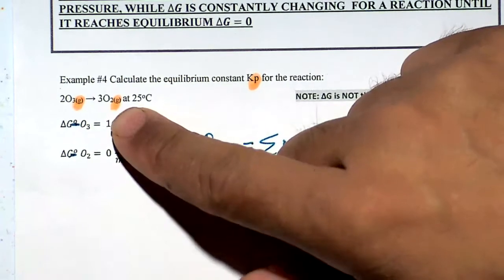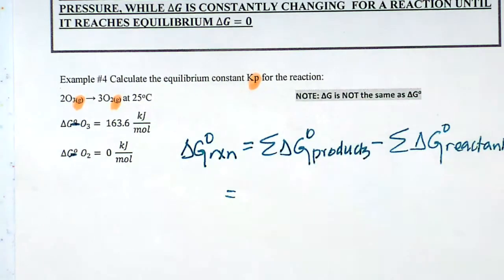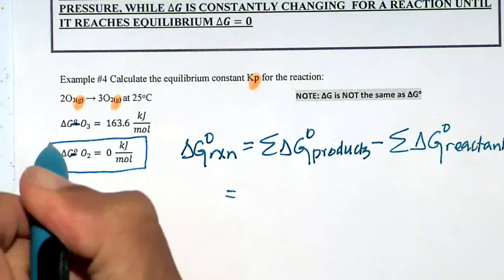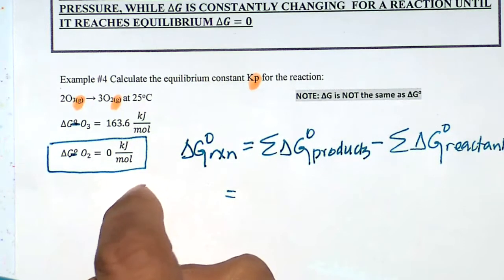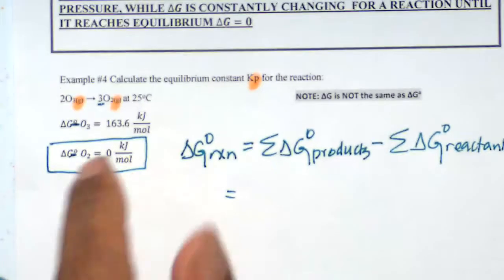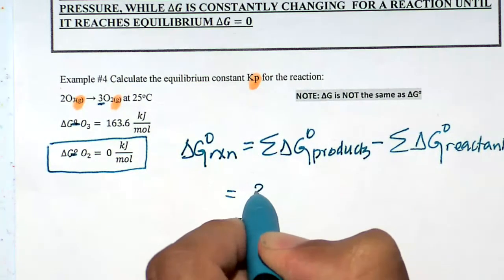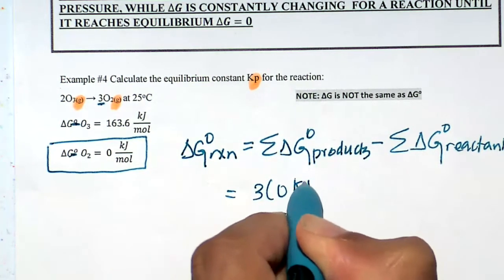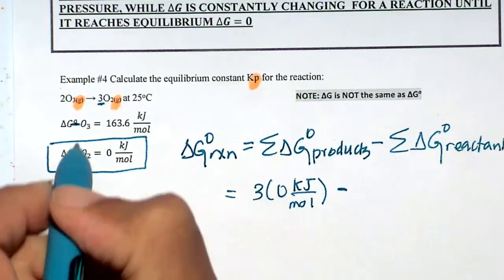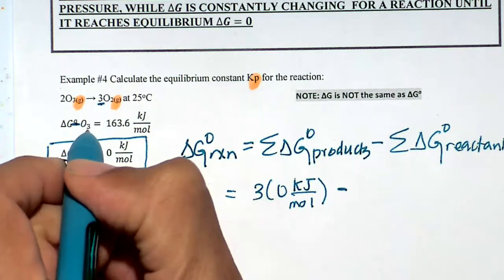All right, so we got a product here of 3 O2 gas. The enthalpy of formation of O2 gas is 0, so don't forget we multiply it by 3, but that's 0. So it's going to be 3 times 0 kilojoules per mole minus the delta G naught of O3.